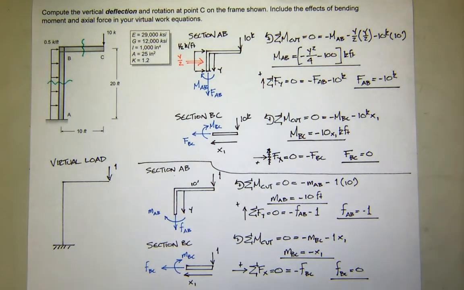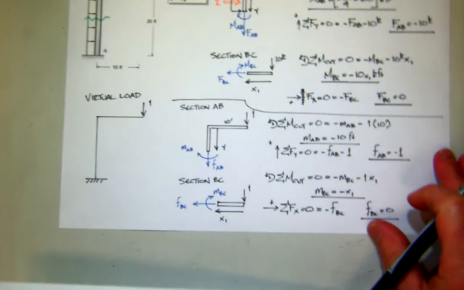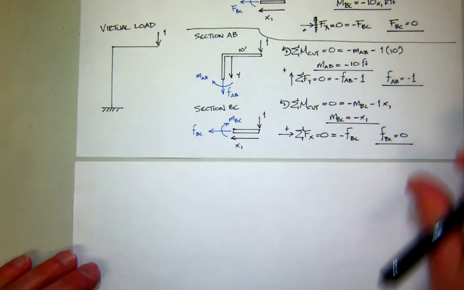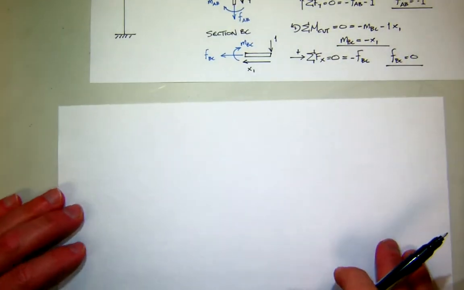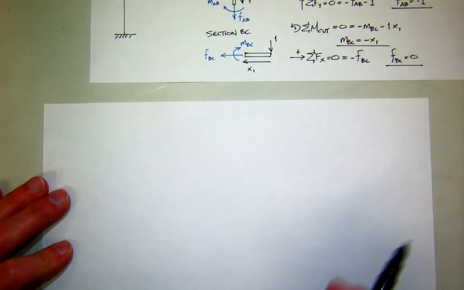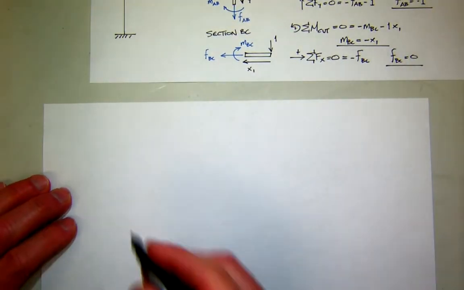Okay, so I filled that page up. I'm going to have to do a little sliding around here, so I'm going to have to push this up out of the way a little bit. And now what we need to do is combine all of these into our virtual work equation.